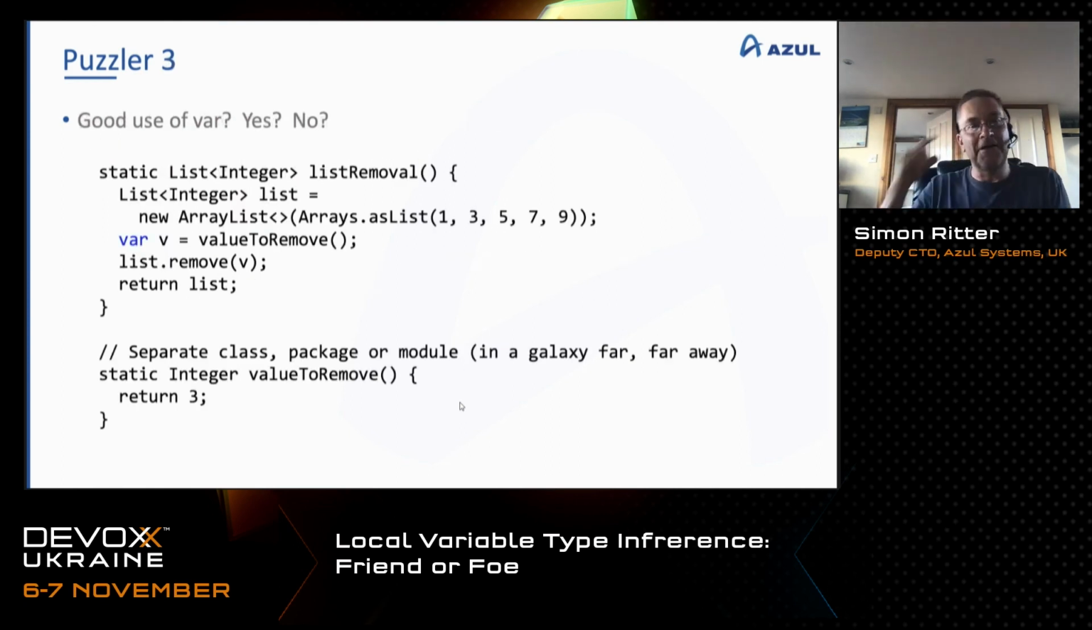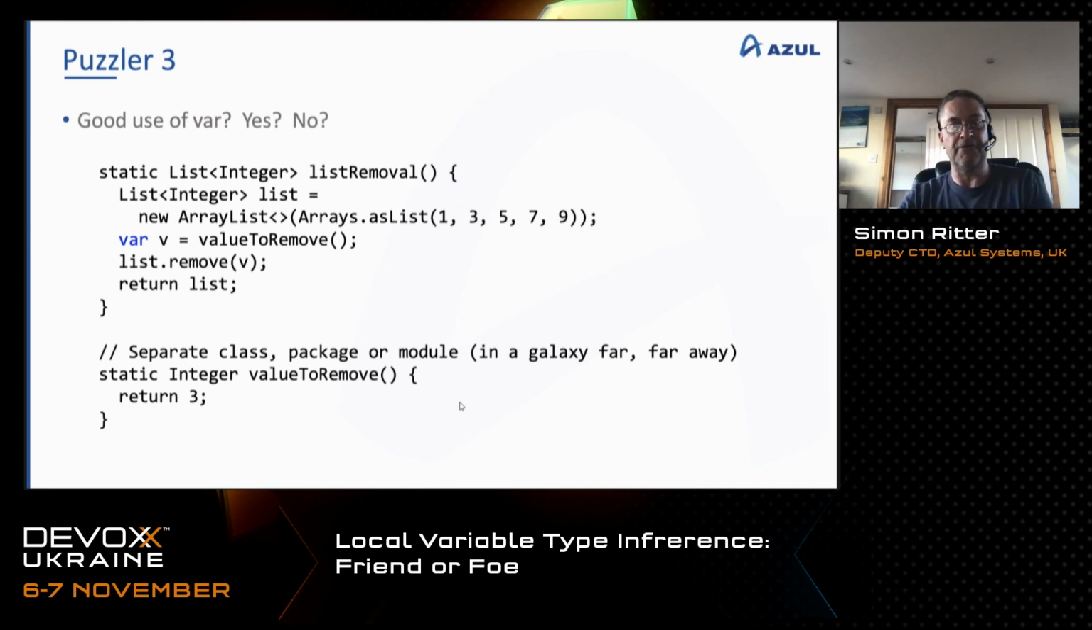Last puzzler. This is a slightly convoluted example, but let's say I've got a method called listRemoval that returns a list of integers. I create a new ArrayList, passing in some values: 1, 3, 5, 7, 9. And what I want to do is remove one of the values from there. So I'm going to use var in this case, with valueToRemove, and list.remove(v), and then return the list. In a different package, class, or module somewhere far, far away, I've got a method called valueToRemove, and it's static, returns an Integer object, and it returns 3.